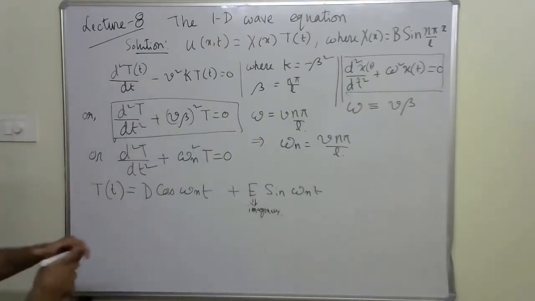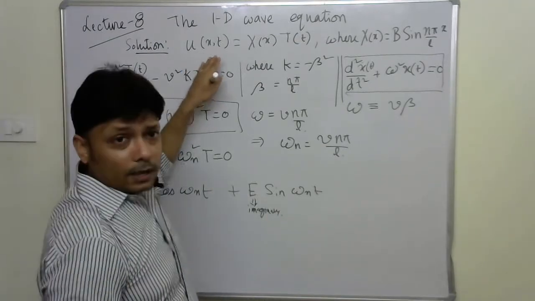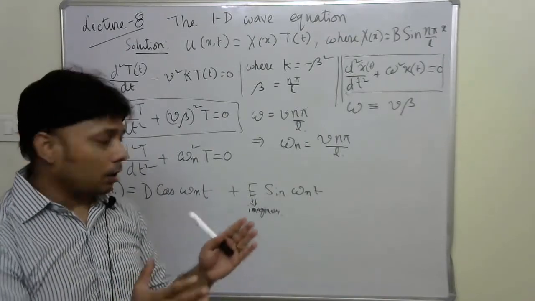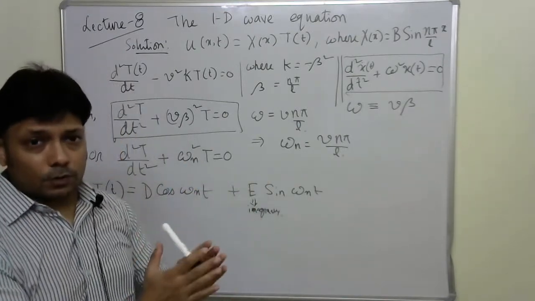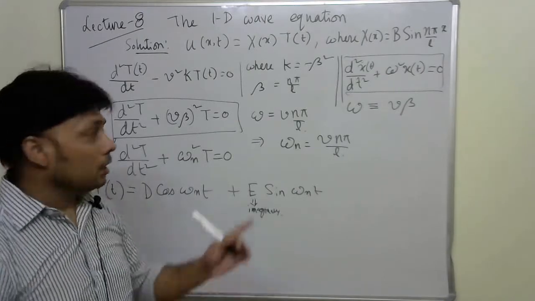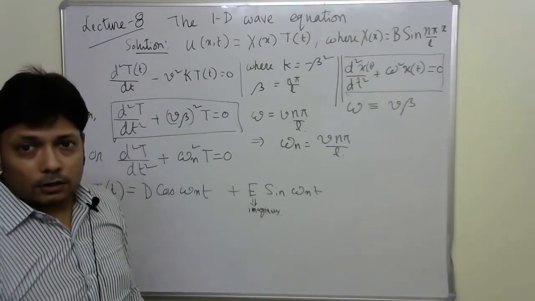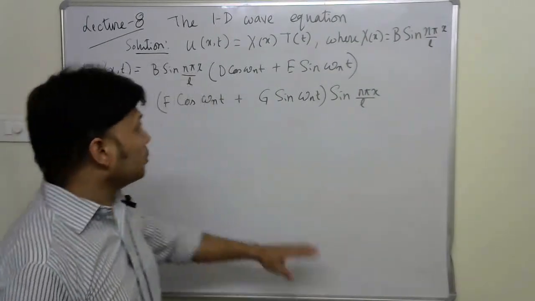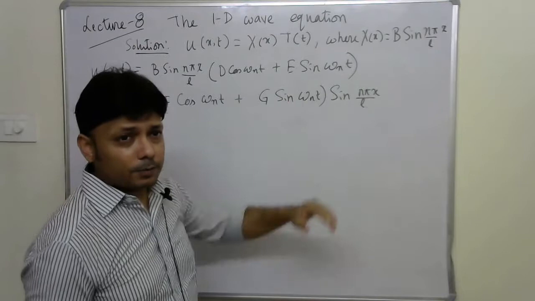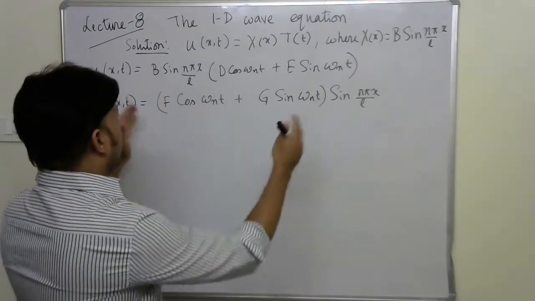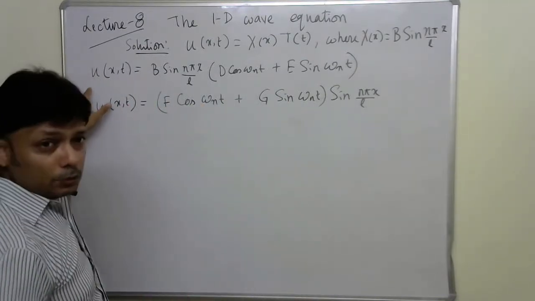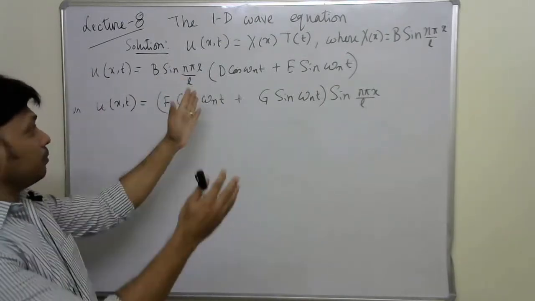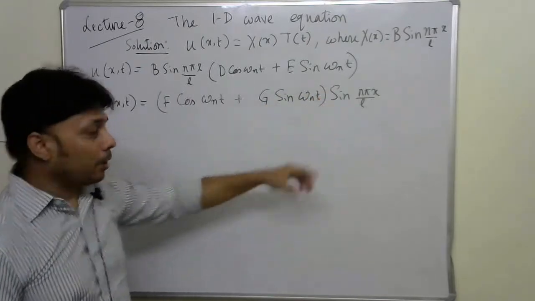So finally we have to express u(x,t) as the product of the two fragments, the product of the two solutions that we got. So let's quickly rewrite it over here. Okay. Now that we got both the x part and the t part, we can take the product of the two to get the final solution. So the final solution looks like this: u is equal to B sine this part multiplied by the time dependent part.